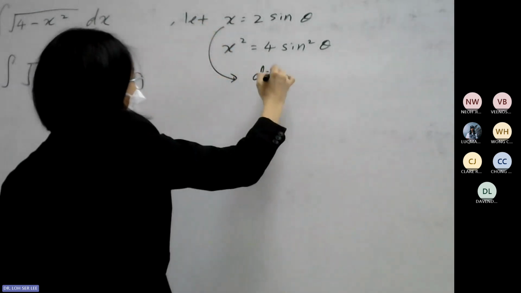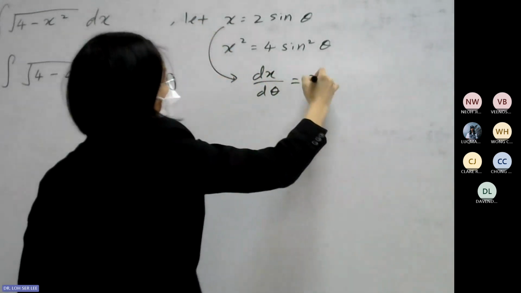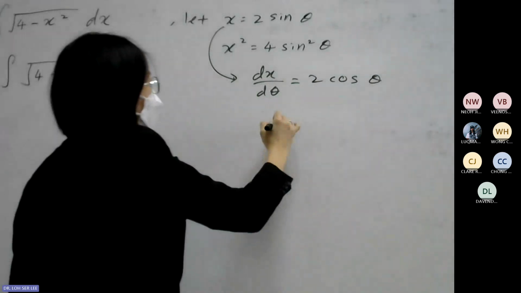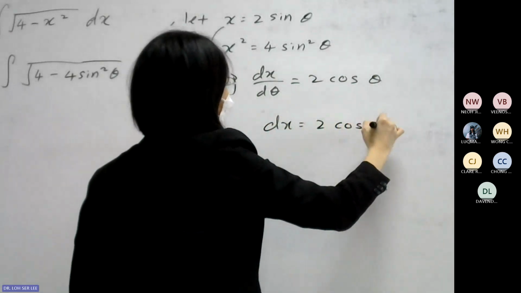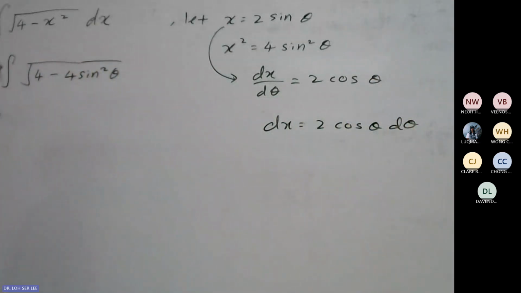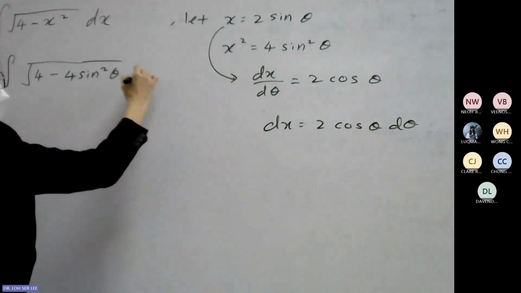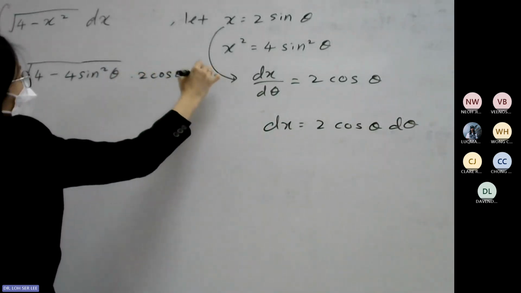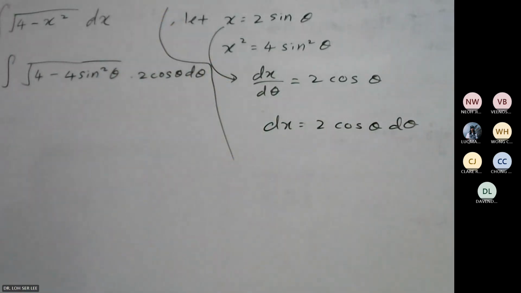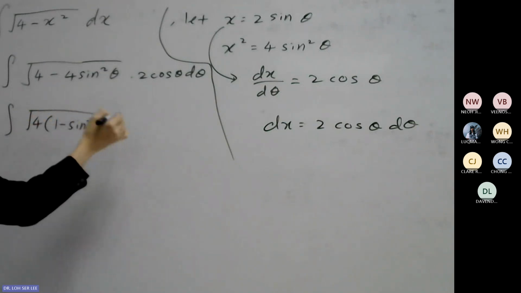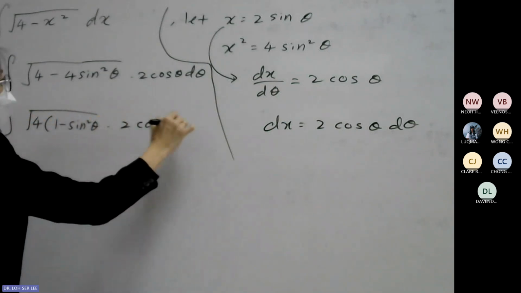So from here, dx over d theta is 2 cos theta, right? So dx is 2 cos theta d theta. We substitute this dx by 2 cos theta d theta. Then simplify. Here we factorize the 4, so we have 1 minus sine squared theta. This is still 2 cos theta d theta.